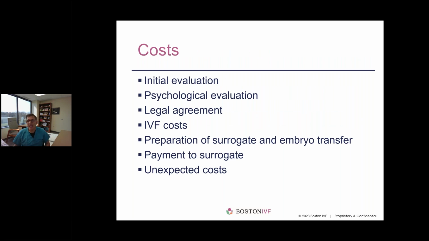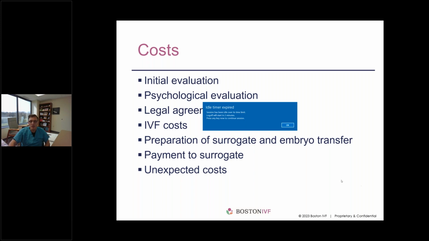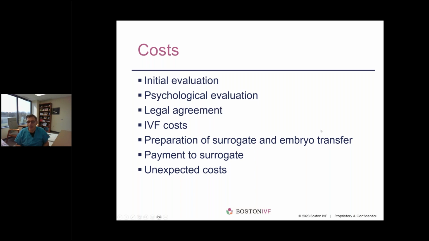The cost can be really expensive. There are now agencies that offer what they call a surrogate package. In other words, they offer the surrogate, the counseling, the legal contract, and the costs during the pregnancy. If you look at those agencies, it can cost anywhere from $125,000 to almost $250,000. But honestly, it does not have to be that expensive, especially if somebody does not go through an agency. But the cost involves an initial evaluation, meeting with the surrogate, and making sure the surrogate is a good surrogate. She doesn't have factor V Leiden. She's not going to throw a pulmonary embolus when she's pregnant.